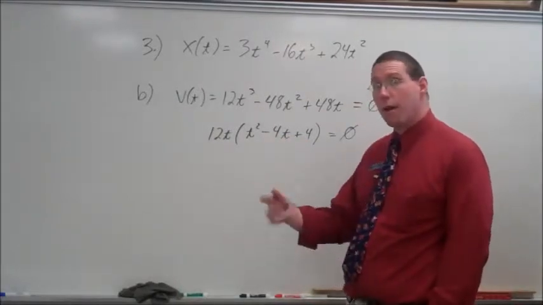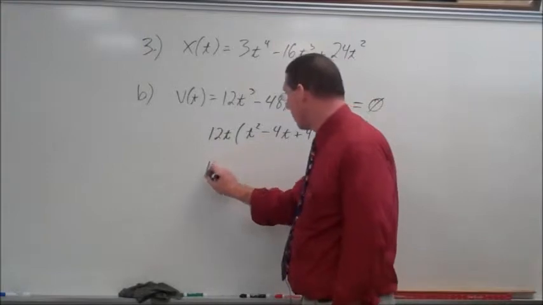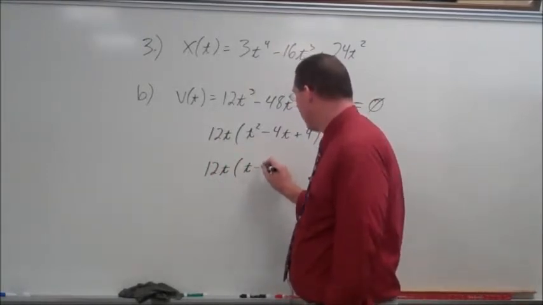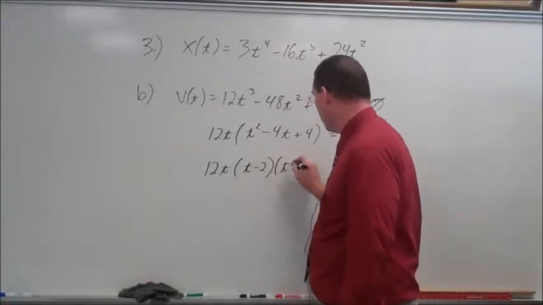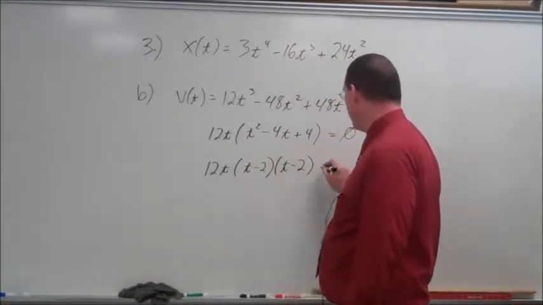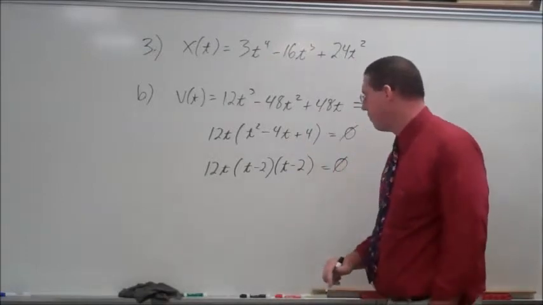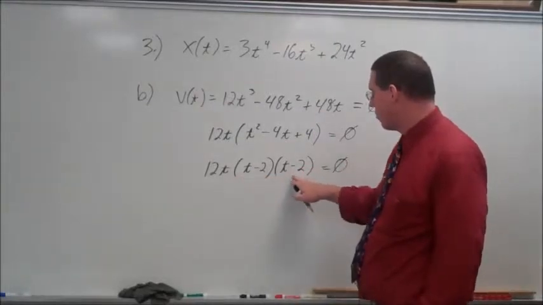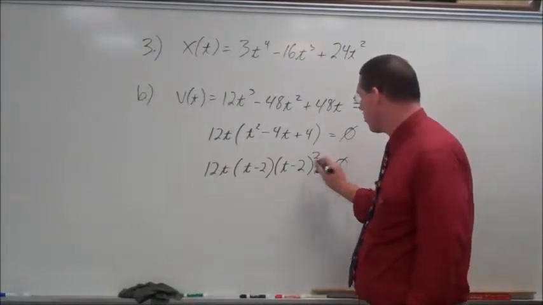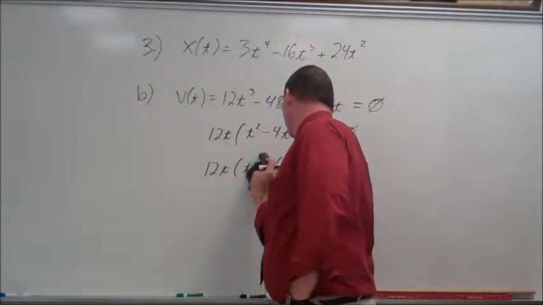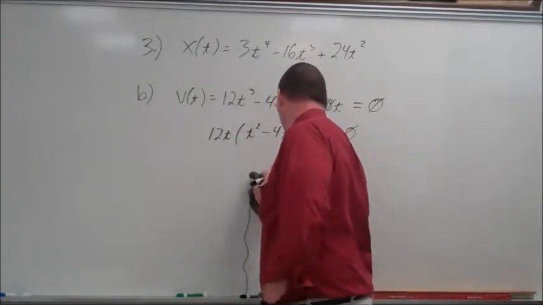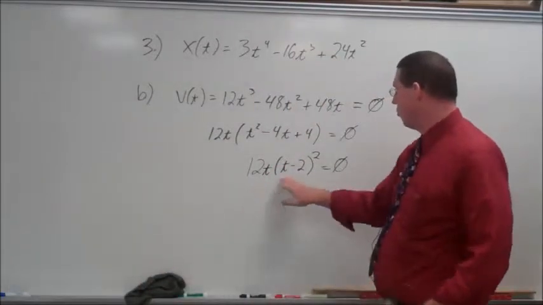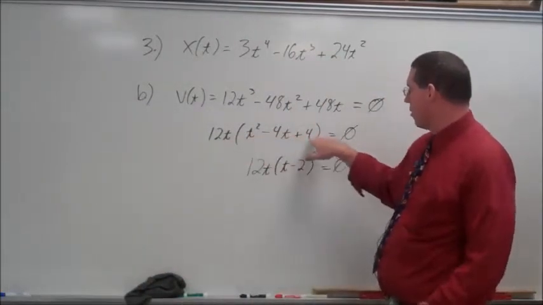Well, that's negative 2 and negative 2. So what we've got here is 12t times t minus 2 times t minus 2 equals 0. A better way to write this, instead of 12t times t minus 2 times t minus 2, we could just say t minus 2 squared, and then we only have to write one of them. And then we can put the 12t right here. So 12t times t minus 2 quantity squared is the velocity.